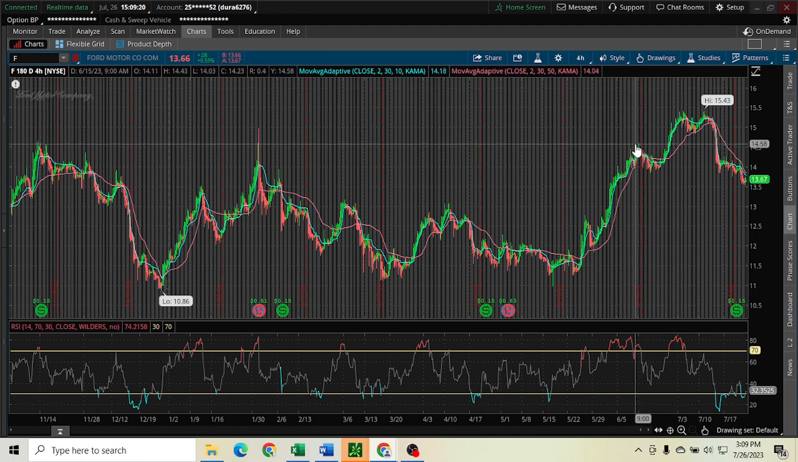This 14 right here acted like a resistance, and then it turned into a support over here, and now it's underneath that 14. So is it going to turn into a support again, or is it going to be a resistance? Who knows? But then I look down here at the previous resistance, and it was at 13. See, it bounced off 13, and stayed under for a long time. So those two are interesting levels, the 14 and the 13.